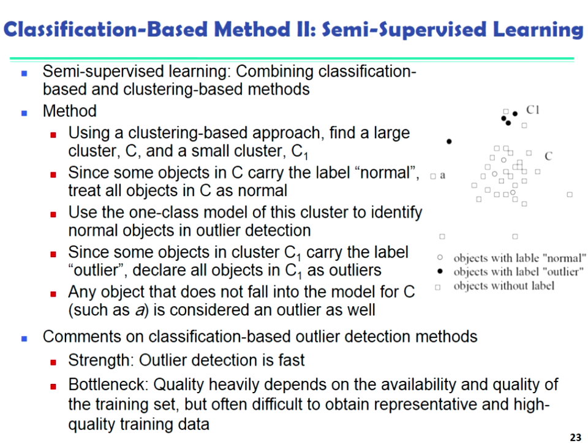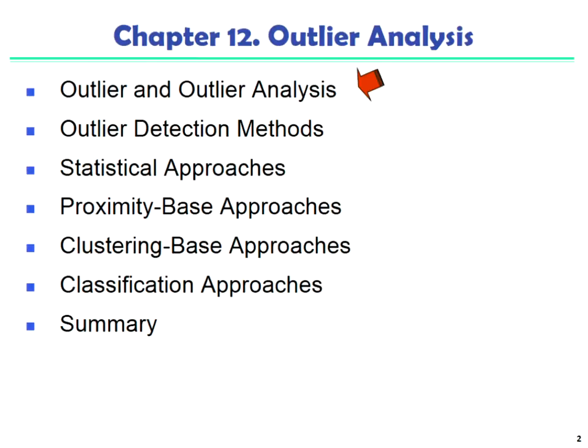Comments on classification-based outlier detection methods. The outlier detection is fast, but the quality heavily depends on the availability and quality of the training set, and it is often difficult to obtain representative and high quality training data.